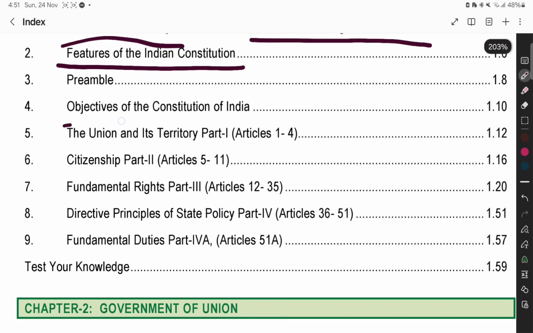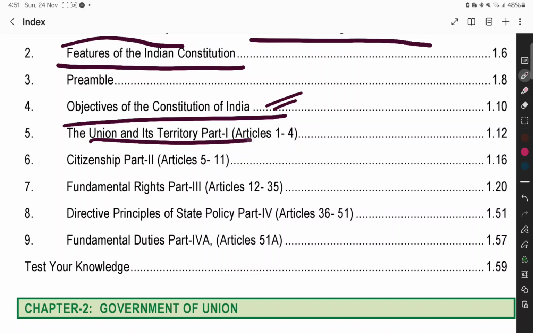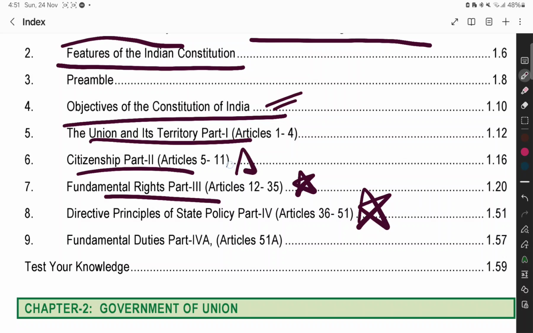Again, what is the objective of introducing the constitution? What are the objectives and what are the benefits to we the people, and the vitality of it as well. Next, the union and its territory, then citizenship rights and the fundamental rights. These are the fundamental rights, the most important topic from which questions are asked, along with DPSPs and citizenship as well.